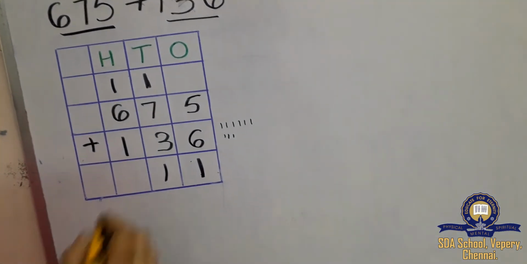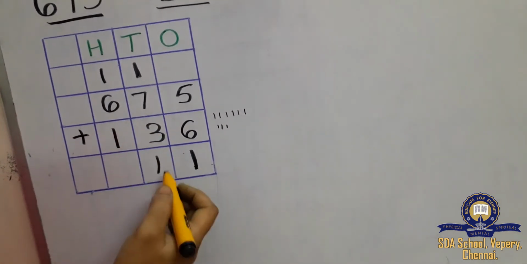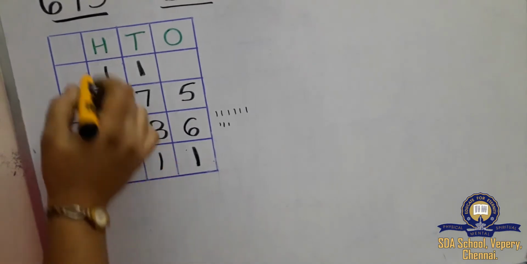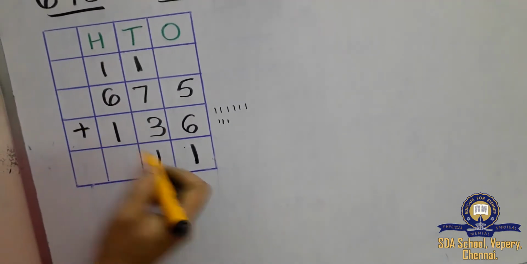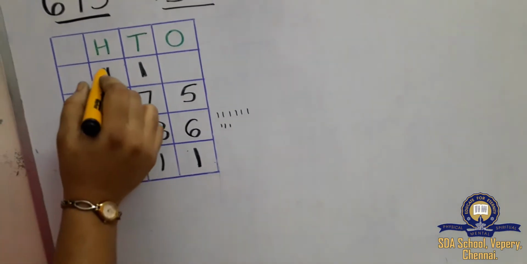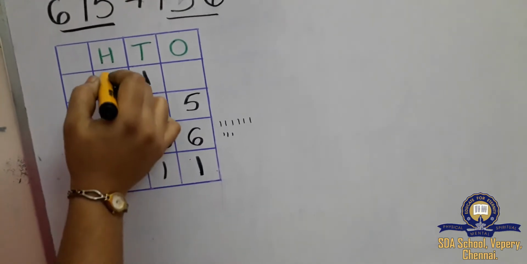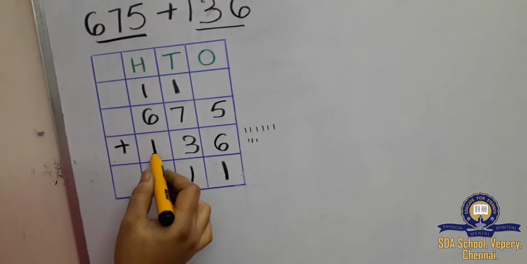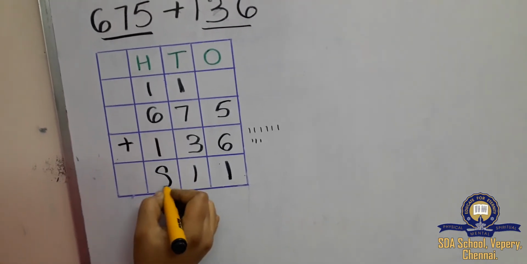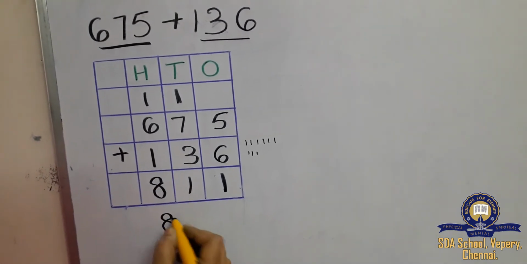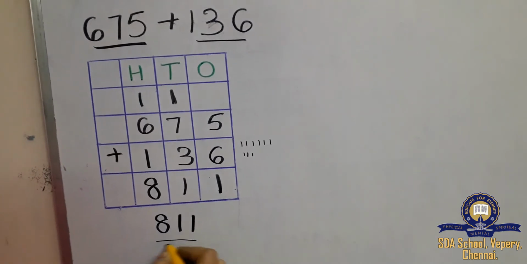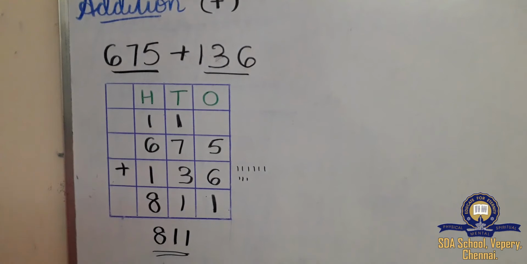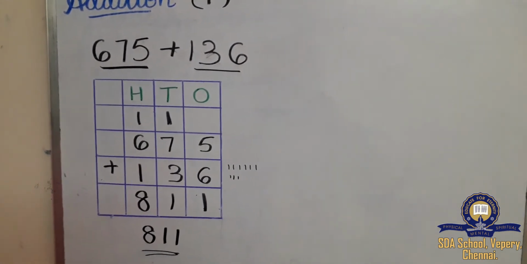Same if it is 21: 2 here, 1 here. 31: 3 here, 1 here. 48: 4, 8. Now we have to add the hundreds here. 1 plus 6 is 7, 7 plus 1 is 8. So the answer is 811. Okay, the answer is 811. So shall we do another sum using this method?